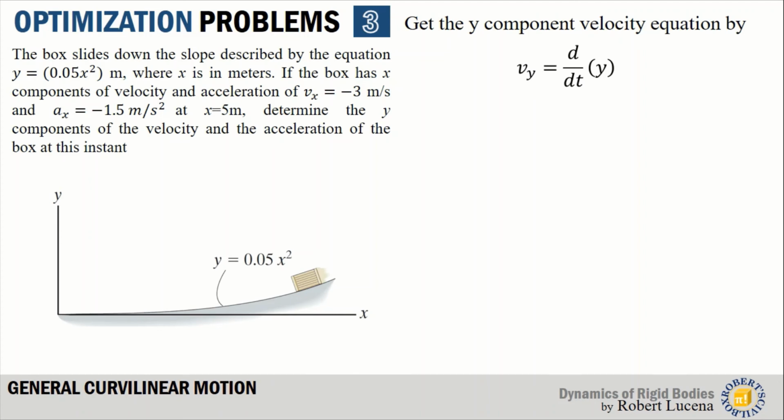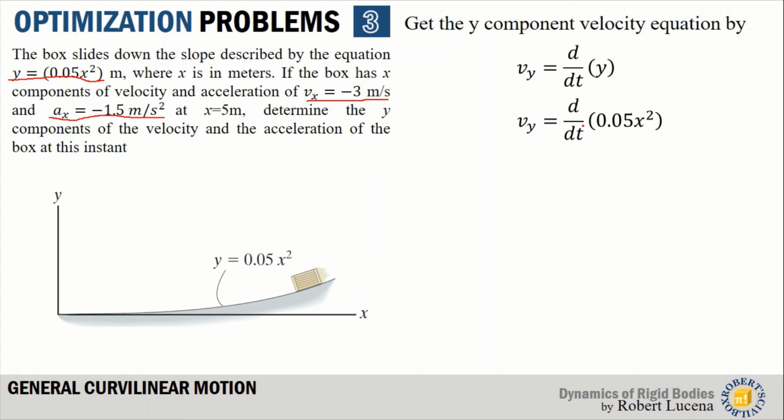So what are the given? We have the position equation, y is equal to 0.05 x squared. Velocity equation about x, that is negative 3 meters per second. And acceleration about x, that is 1.5 meters per second squared. Now, let's have this equation. Vy is equal to the derivative of y. So this is the usual. So the velocity about y is simply the derivative of the position equation about y.